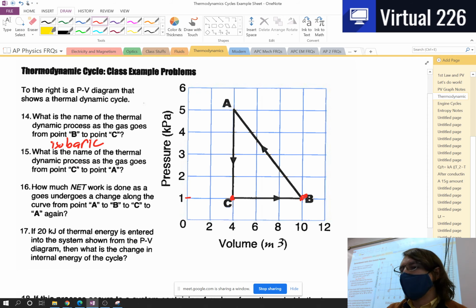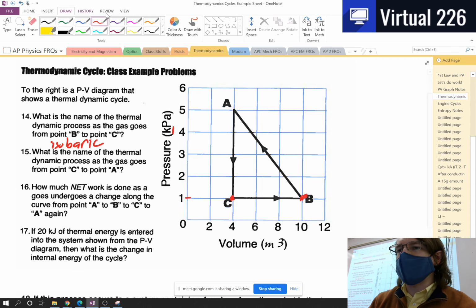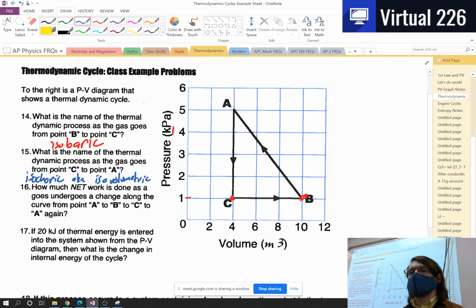Our pressure is at 1 kilopascal. So that's like 1,000 pascals or 1,000 newtons per meter squared. Okay, so be careful about those units on the axes. When we go from C to A, or rather A to C in this example, that is the vertical line right here. What is that thermodynamic process? That's an isochoric or an isovolumetric. Depends on how your professor decides to talk about that.